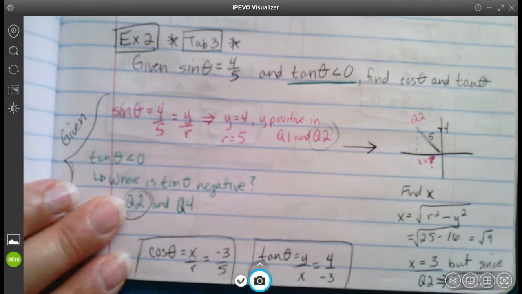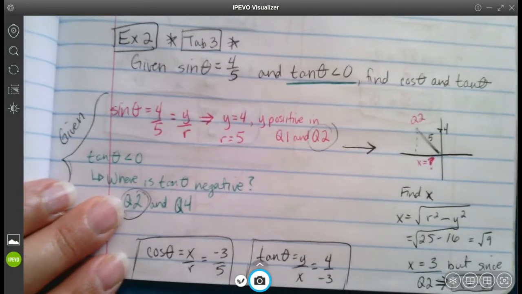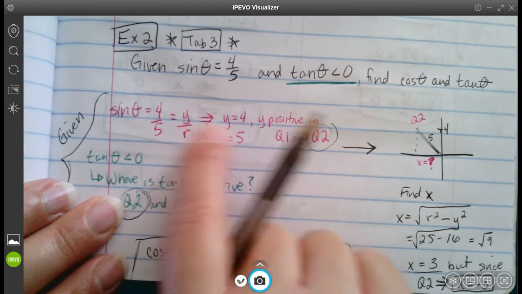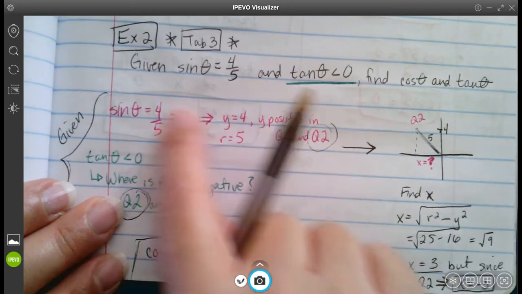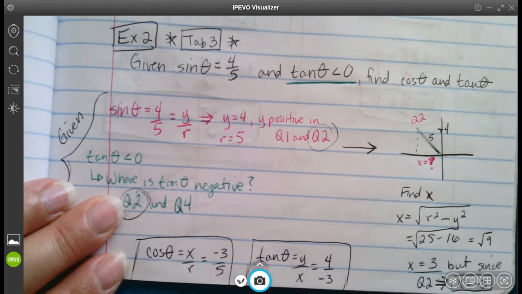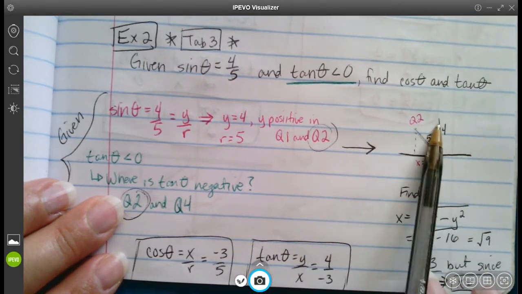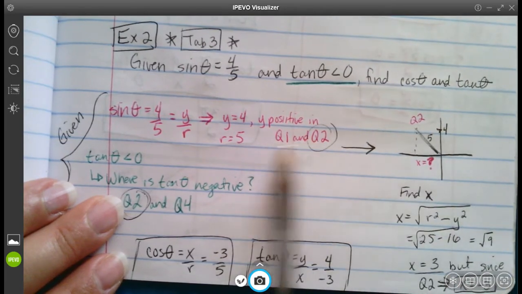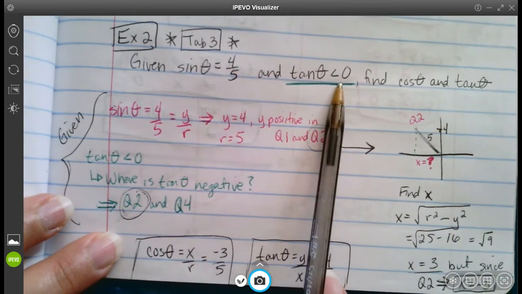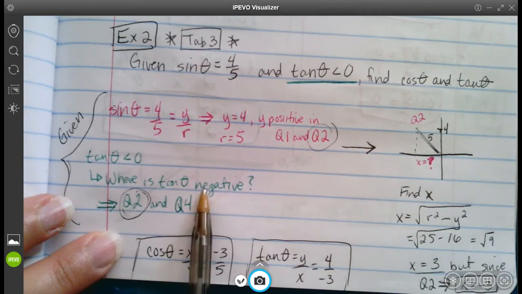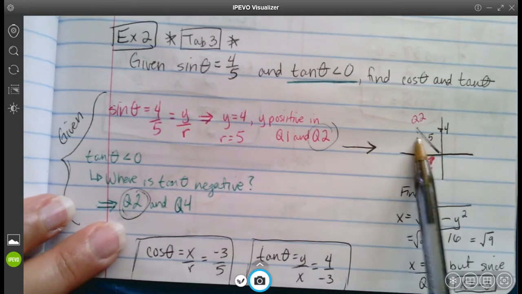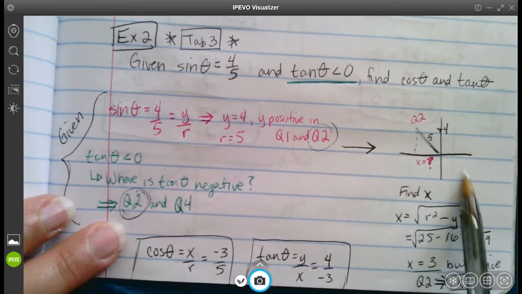I know that for sine to be positive, well, first of all, this is y over r, so y is 4, r is 5, and it's positive. So we need to find where y is positive. According to my foldable and just in general, y is positive on the top, quadrant 1 and quadrant 2. So I listed them: quadrant 1, quadrant 2. Tangent is supposed to be negative, so now we're going to find where tangent is negative. According to our foldable, tangent is negative in quadrant 2 and quadrant 4, basically these two quadrants.